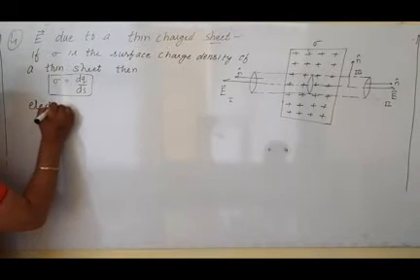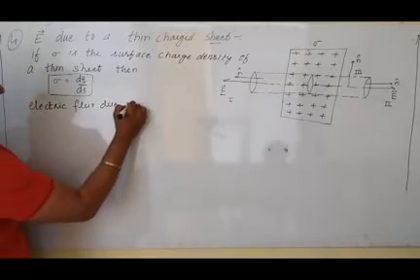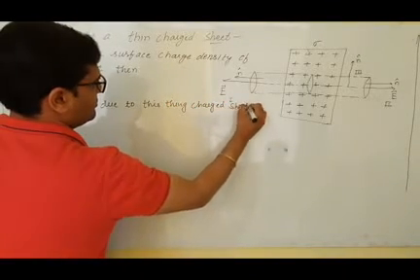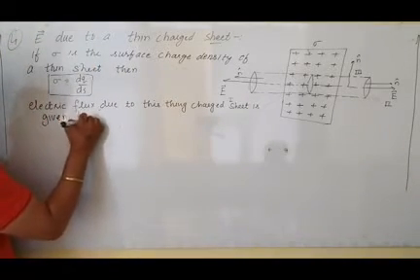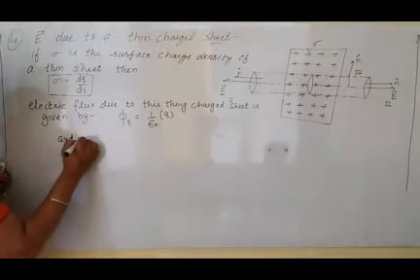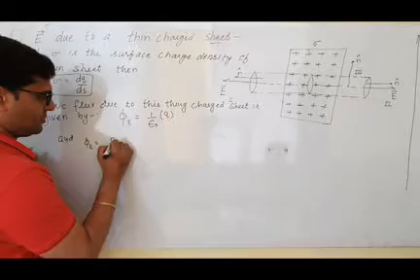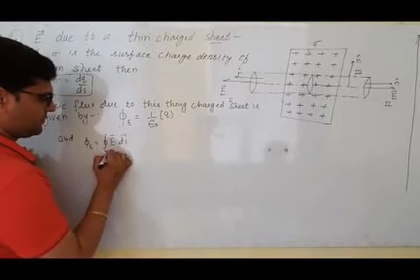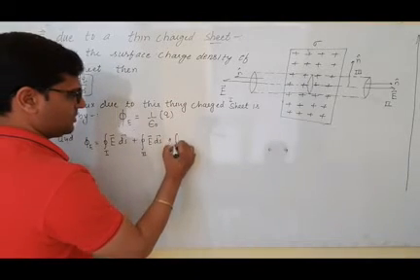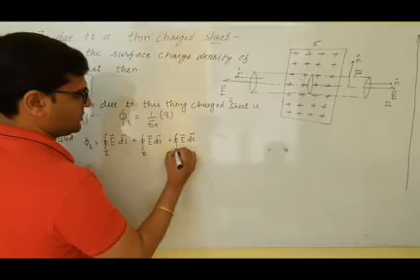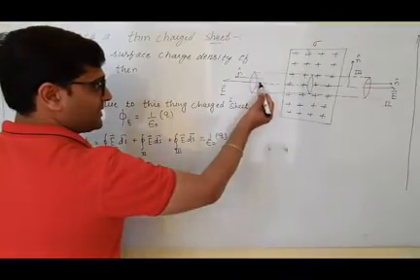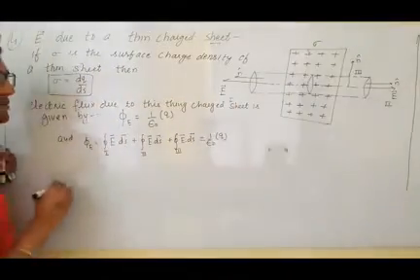Electric flux due to this thin charged sheet is given by phi E is equals to 1 by epsilon naught into Q. And there is another term, E dot ds for first, E dot ds for second, and E dot ds for third. That gives us 1 by epsilon naught into Q. Here direction of electric field is this and also of normal, so angle will be 0.